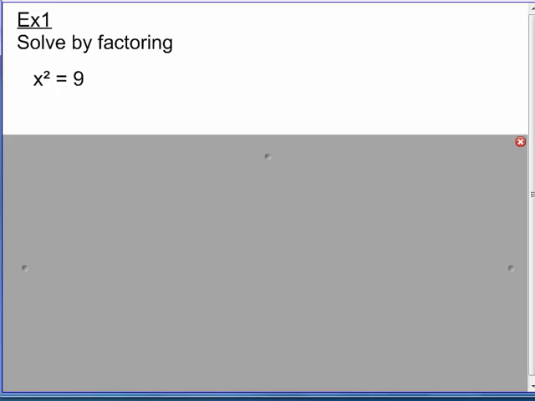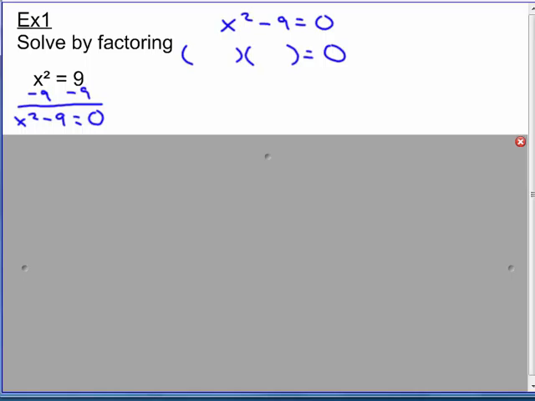When we factor, we want to get everything on one side, get a 0 on one side. So we're going to minus 9 to each side. So I get x squared minus 9 equals 0. At this point, I'm going to factor it. Now, looking at this, there's no middle term. It's a difference, meaning subtraction of two squares, x squared and 9, which can be written as 3 and 3. So it's going to be x plus 3 and x minus 3.